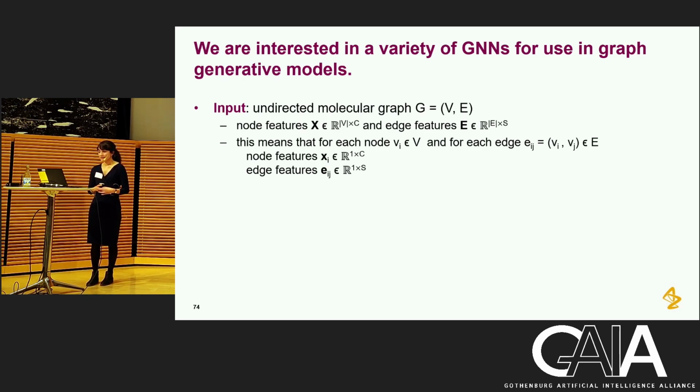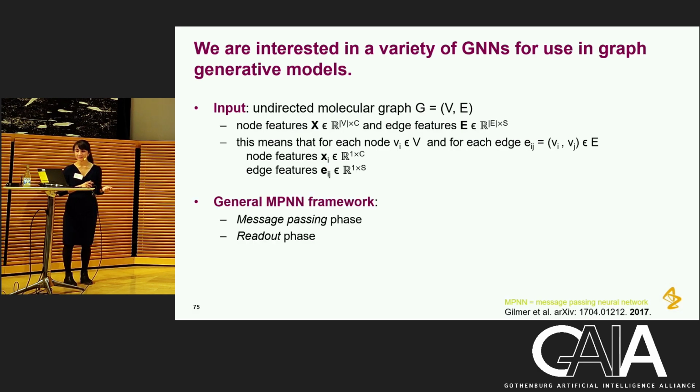And then each row in our edge features matrix E is associated with a different edge in our graph. And each edge has associated with it a vector of length S, where S is the number of edge features we've chosen to encode. And here it's usually 3 or 4 because we can have single, double, triple, or aromatic bonds. And I'm going to be talking about all the graph neural network implementations within the context of the MPNN framework, where MPNN is the message passing neural network. And I think it was first introduced here. What it generally consists of is a message passing phase and a readout phase.